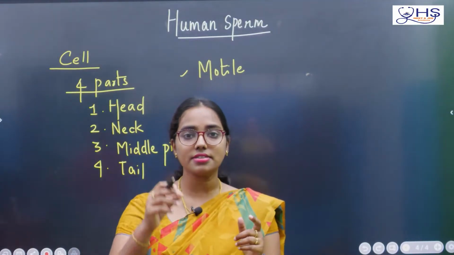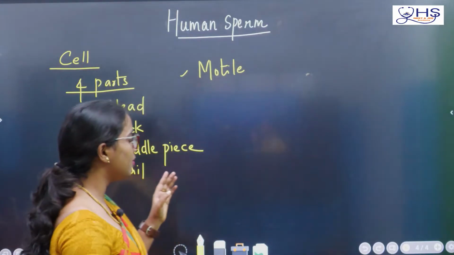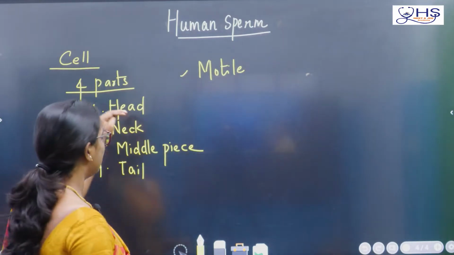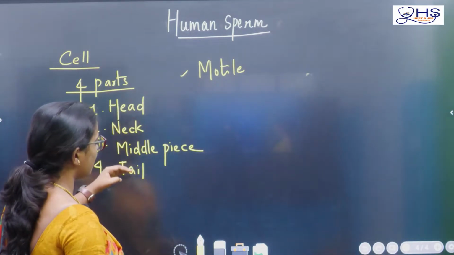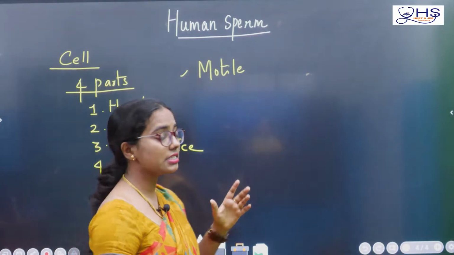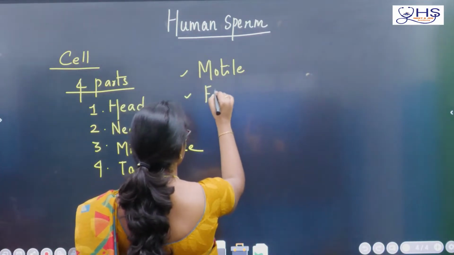In the last video I discussed gametogenesis. Human sperm is a type of cell. In the cell there are different parts: head, neck, middle piece, and tail. It is a motile cell and it is also called flagellate.